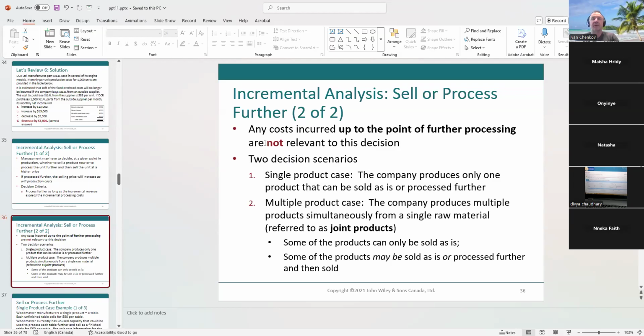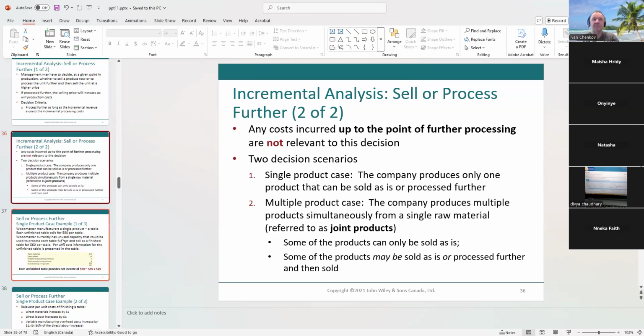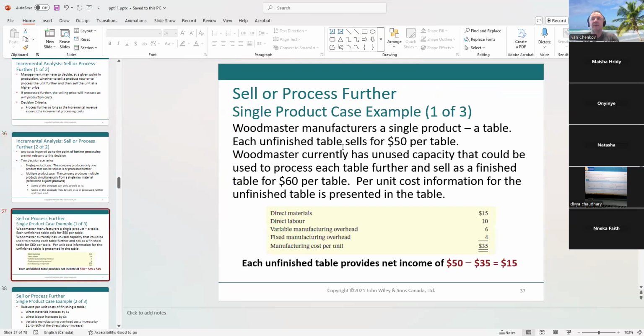What you have to remember is that all the costs up to the point of further processing are not relevant for the decision. Those are considered sunk costs. So now let's see this scenario. We have a company which manufactures a single product, which is a table. Each unfinished table sells for $50. It currently has unused capacity that could be used to process each table further and sell it as a finished table.